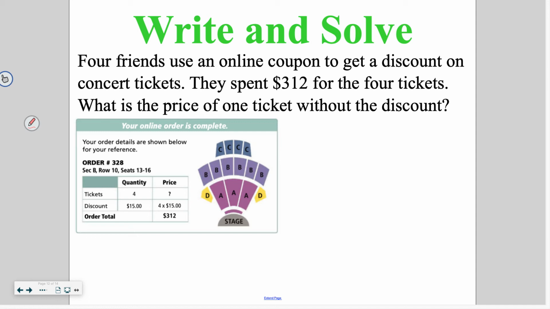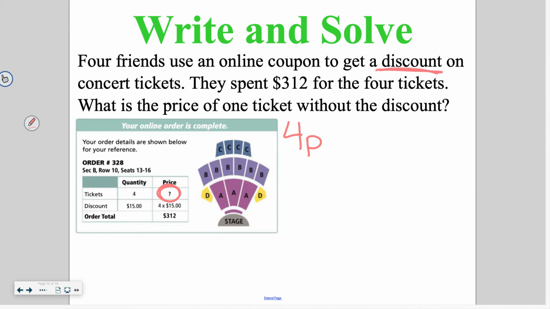And then we're just going to go through a couple more word problems. So for this one, 4 friends are using an online coupon to get a discount on their concert tickets. You can see the order down here. They spent $312 for 4 tickets. What is the price of 1 ticket without the discount? So if we're looking at this receipt right here, we are looking for that original price. We've got 4 friends buying tickets at the original price.